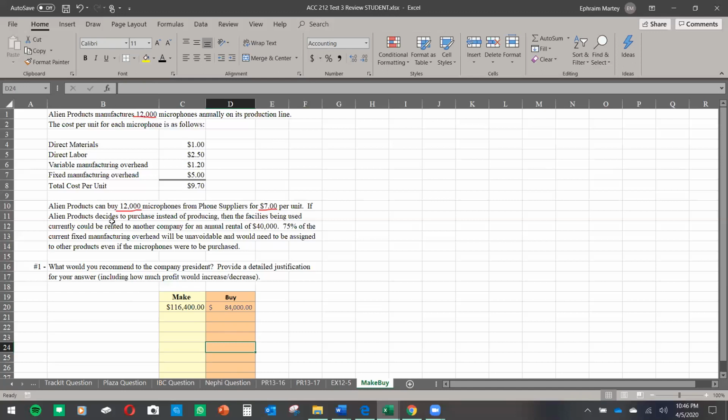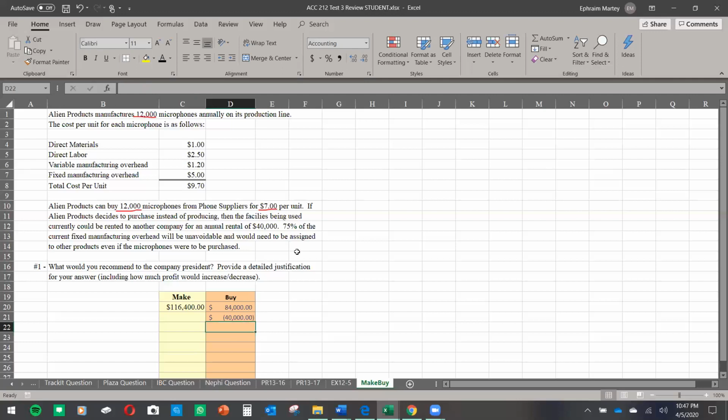Let's keep reading. It says if the company decides to purchase instead of producing, then the facilities being used currently could be rented to another company for an annual rental of 40,000. Because they will be buying it, they can rent the facility. That will reduce their cost, because when we're making a decision, we ask which one is relevant and which one is not. They will never get 40,000 if they didn't decide to buy. So this is relevant to the decision to buy, and it will reduce their cost by 40,000.